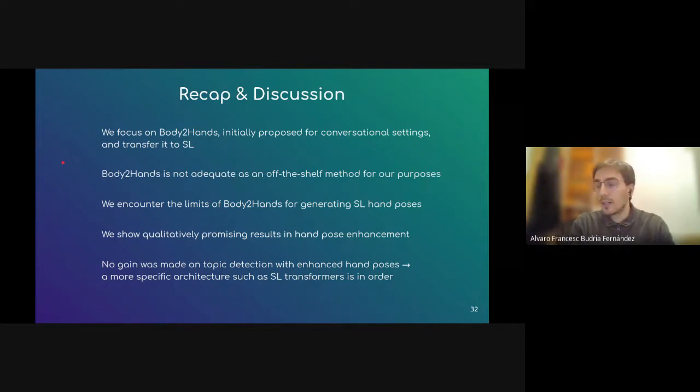However, we then encountered some of the limits of body to hands, while at the same time realizing that it could be used for improving the current hand pose estimation systems that we are using. Then we showed some qualitatively promising results in hand pose enhancement. And although no gain was made in terms of validation accuracy on the topic detection task with enhanced poses as opposed to non-enhanced poses, we believe that this could be due to the fact that an LSTM is not suitable for this task. A more specific architecture, such as the sign language transformer, would be ideal to really come to a conclusion about whether enhanced poses really improve this topic detection task or not.